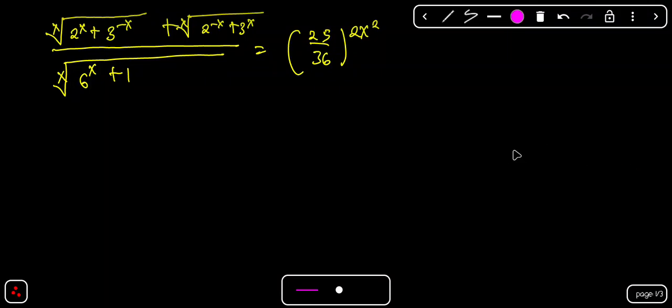So in today's video, we're going to solve this equation. We have to solve for the values of x. We have the x-th root of 2 raised to the power of x plus 3 raised to the power of negative x, plus the x-th root of 2 raised to the power of negative x plus 3 raised to the power of x, then over the x-th root of 6 raised to the power of x plus 1, which is equal to 25 over 36 raised to the power of 2x squared. So we have to solve for the values of x.